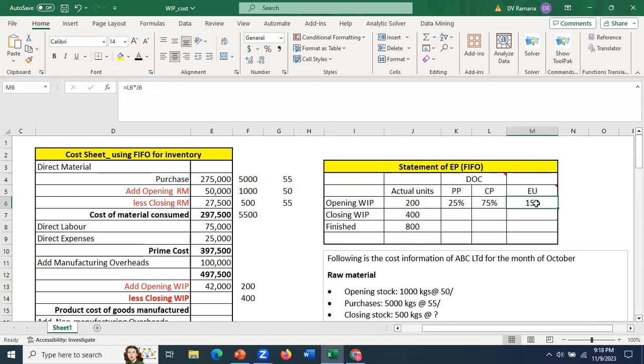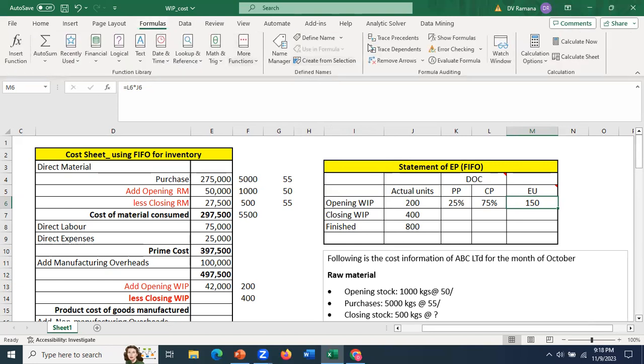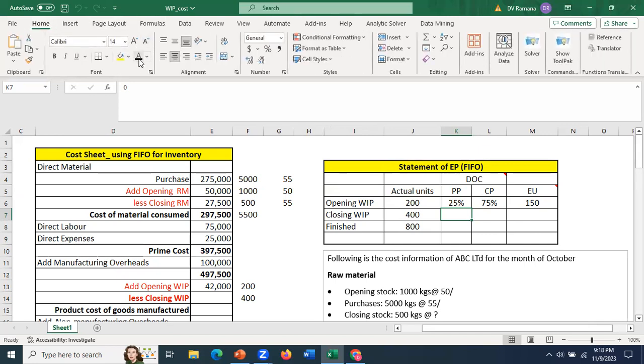So 200 units into 75%. On closing work in progress, did you do anything in the month of September? Answer is of course no, right? We have not done anything in the last time.